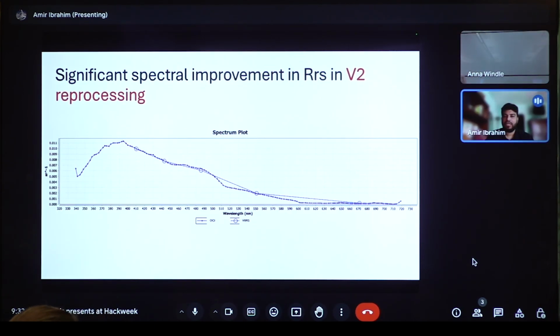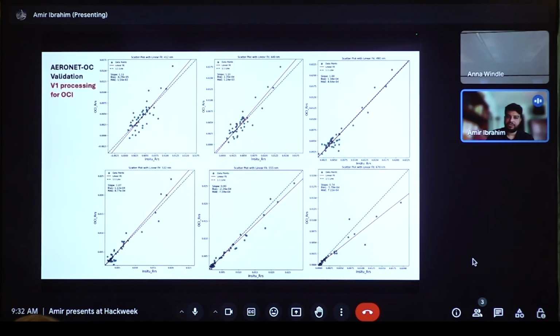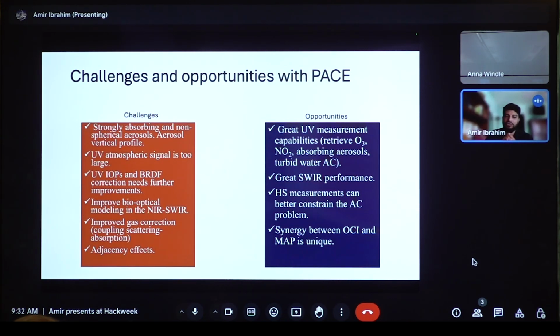We were able to show a significant improvement in the spectral reflectance, and a lot of these spectral artifacts disappeared, which made us very happy. So version 2 is a lot more useful and interesting to look at. This is the last slide.